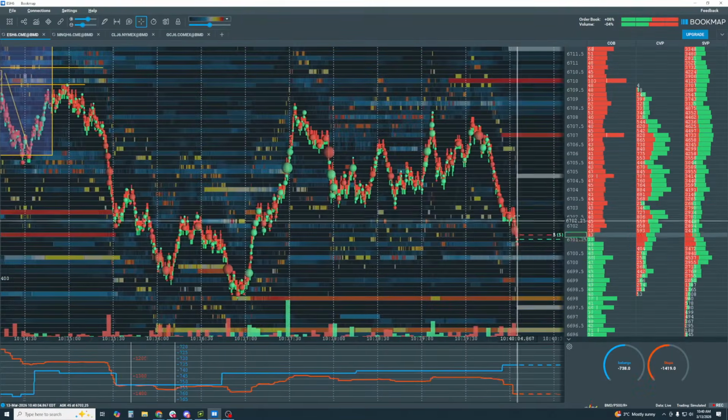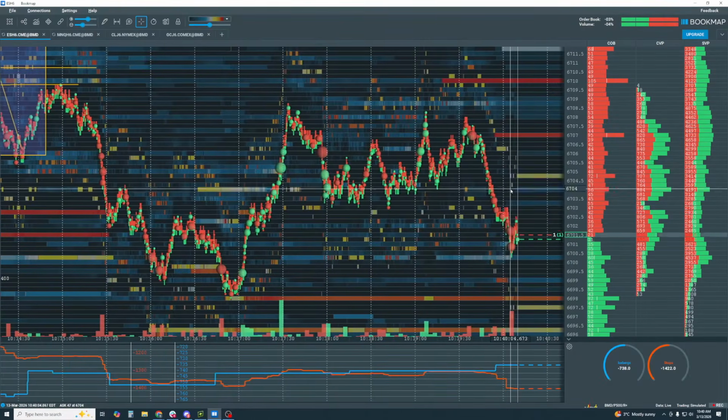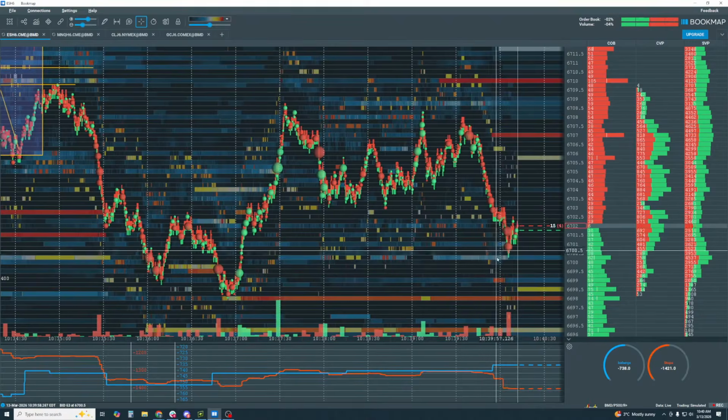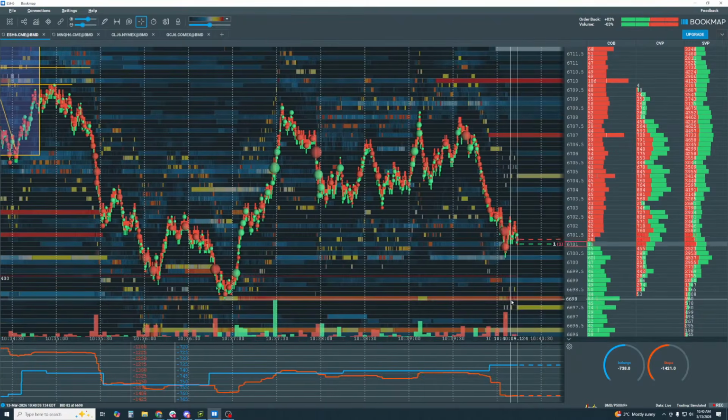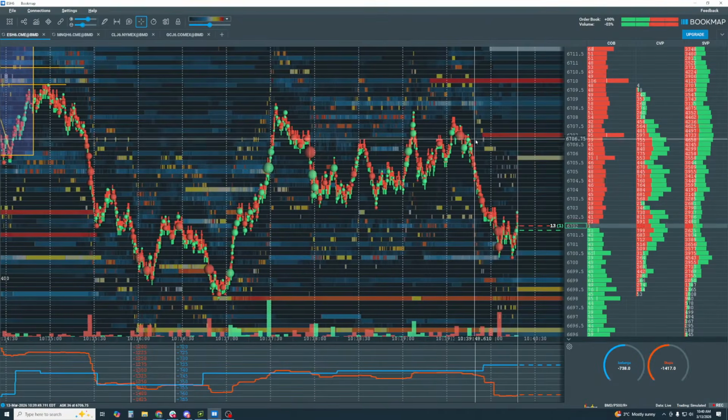So like right there is a small one, right? So there's a small little scalp down to here, maybe down to here at 98. I mean, it happens all over the place, right?